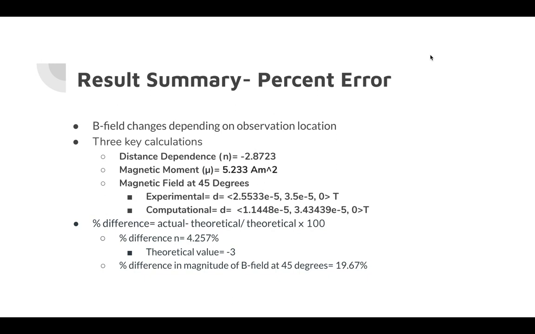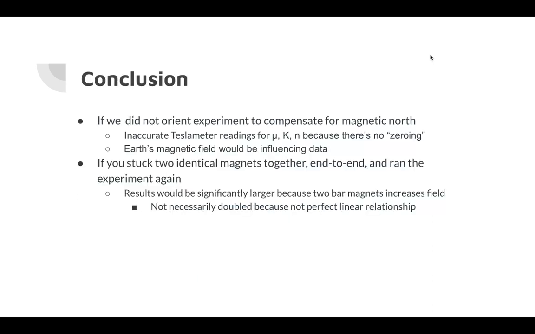3.439 e to the negative 5. Then I found percent differences: for n with a theoretical value of negative 3 it was 4.257%, and the percent difference of the magnitude of the B fields at 45 degrees computationally and experimentally was 19.67%.